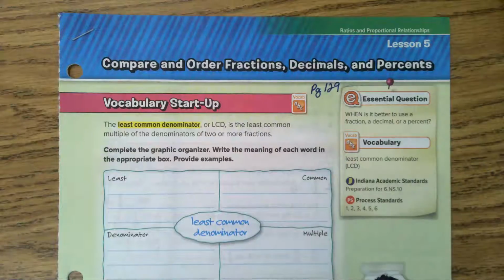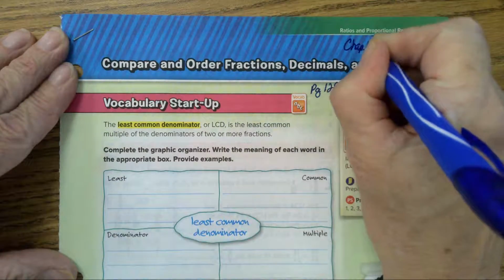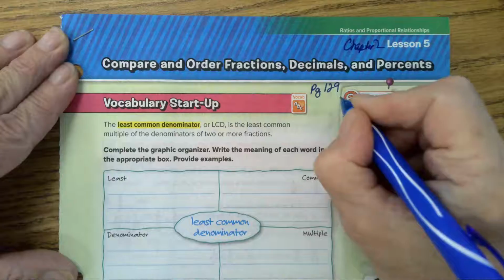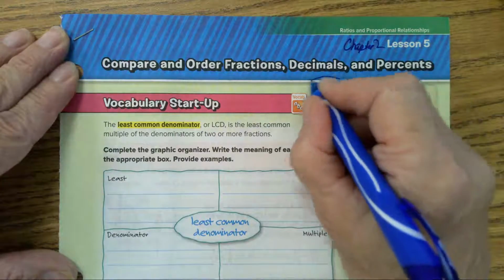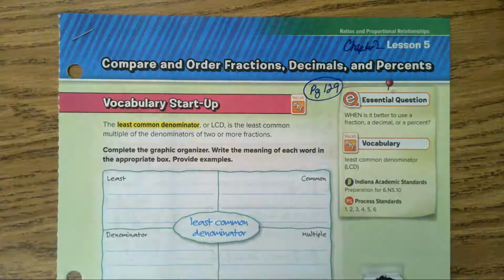Okay, this is Mrs. Robertson. We are on Chapter 2, Lesson 5, page 129. We are going to talk about compare and order fractions, decimals, and percents.